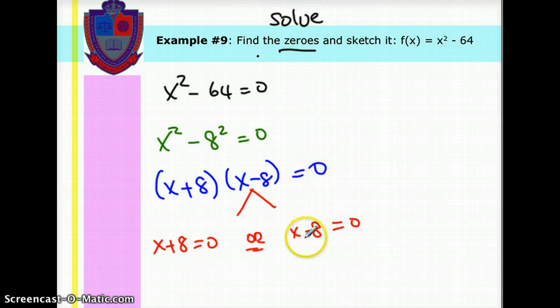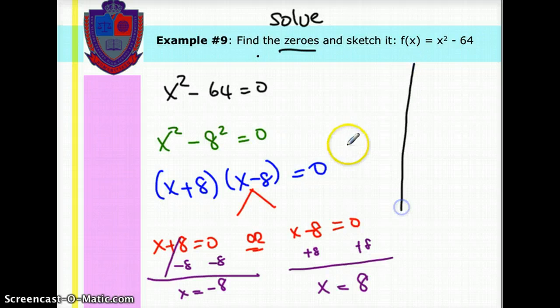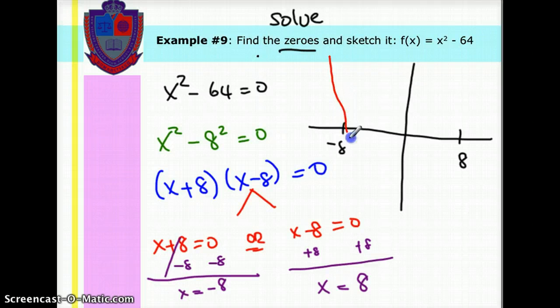Add 8 on this side. I have x is equal to positive 8. Here I'm going to subtract 8 on both sides. This cancels. x is equal to minus 8. So when I'm graphing this or sketching it, it doesn't have to be 100% accurate. Let's say this is my minus 8. This is my positive 8. I know that my parabola will be passing through at this point. So I know that it's going to be passing through minus 8 and positive 8. These are my roots.